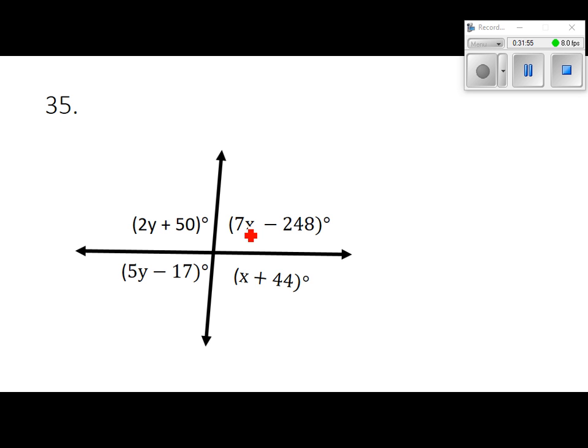Tell me the equation we can set up. 2y plus 50. 2y plus 50?